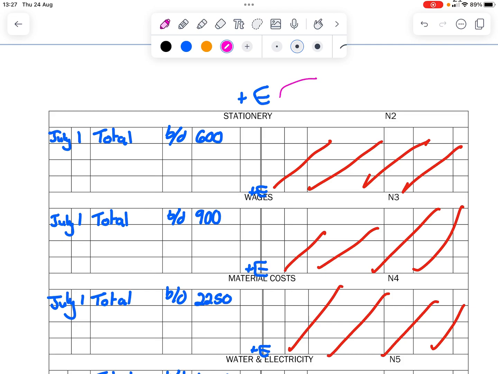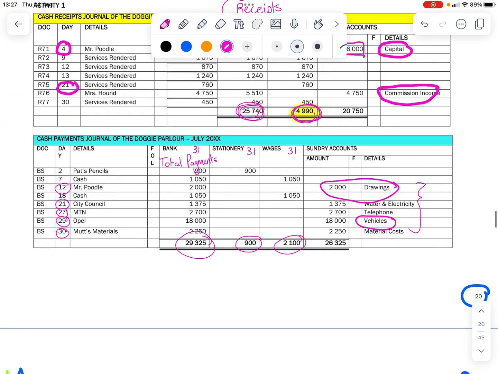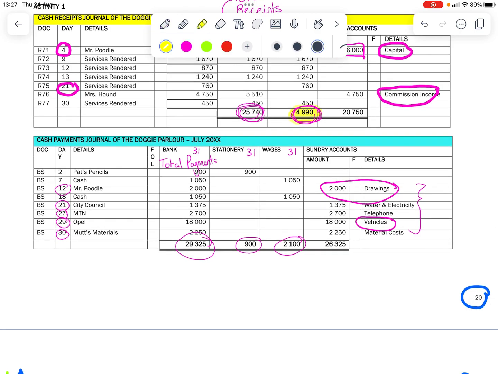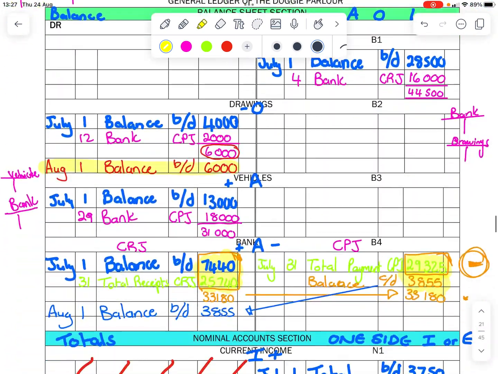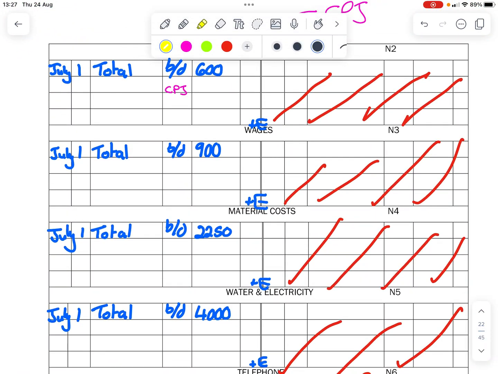For stationery, which is an expense, remember we pay for expenses in the CPJ, so you can stick that into your folio column. If we go up to stationery and have a look, stationery also has its own column and a total of 900. So what we would need to do is show our total of, firstly, on the 31st, our contra account bank, and our total there was 900. What we need to do then is add them up, and we get 1,500.